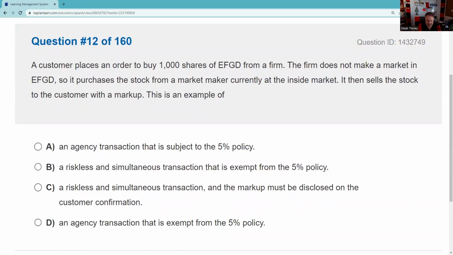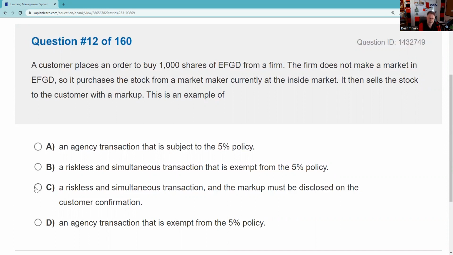Right? This is not an agency transaction. If it was an agency transaction, I would have bought it from the market maker on behalf of the customer and charged a commission. A riskless and simultaneous trade that's exempt. No, I mean, you're actually going to be harder pressed to be charging a lot of money for a trade in which you had no risk, right? I had no risk here. So, I mean, that's not true. C, a riskless and simultaneous transaction, and the markup must be disclosed.